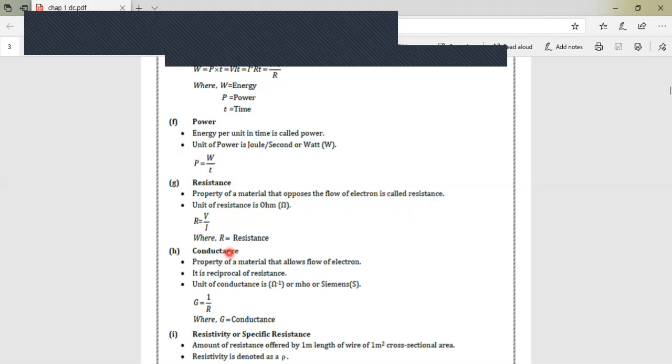Now, next is conductance. Conductance is the inverse of resistance. Also, we can say that the property of a material that allows the flow of electrons is known as conductance. It is the reciprocal of resistance. So conductance G equals 1 by R.